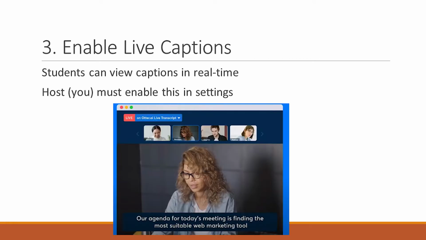Number 3, enable live captions. Zoom now has the ability to automatically generate closed captions during live meetings. To enable this, the meeting host must open their meeting settings and enable live transcription. From here, participants have the option to view transcripts on the side of the Zoom window. For instructions on setting this up, check PSTCC's guide in the description.